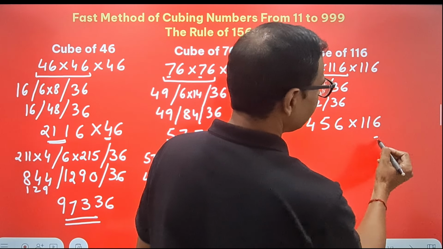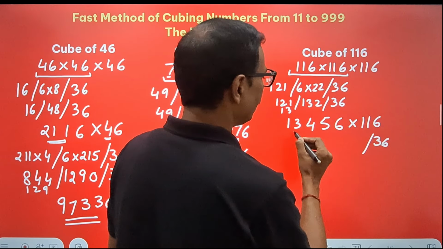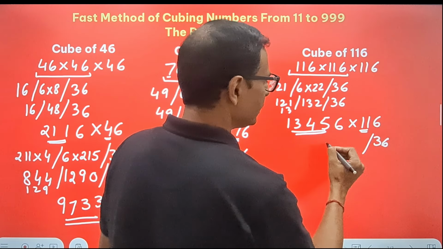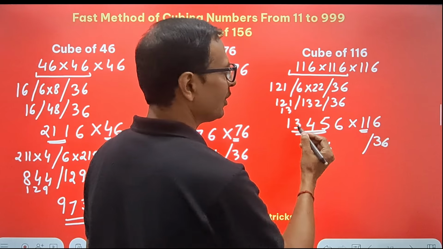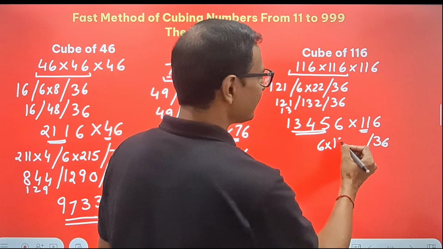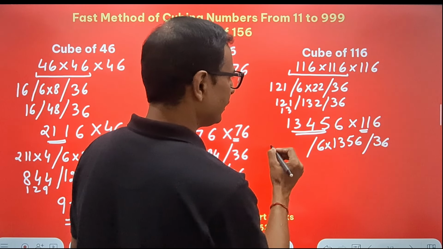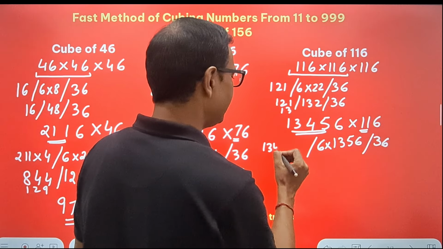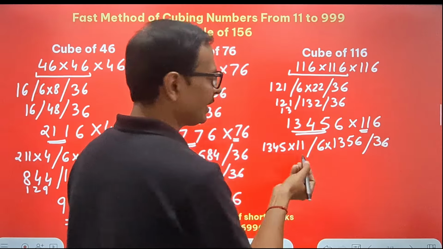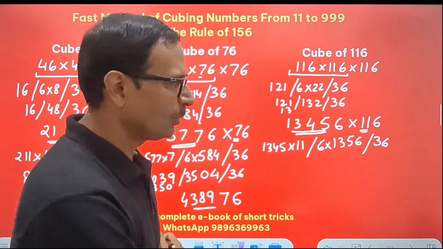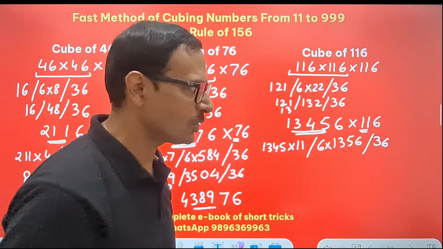So 36 again, and now 1 3 4 5 and 11. So 6 times what? The sum of 1 3 4 5 and 11 is 1 3 5 6, and then the product of 1 3 4 5 by 11. Multiplication by 11 is again Vedic maths. See, everywhere it is used, so you need to know basic Vedic maths also.